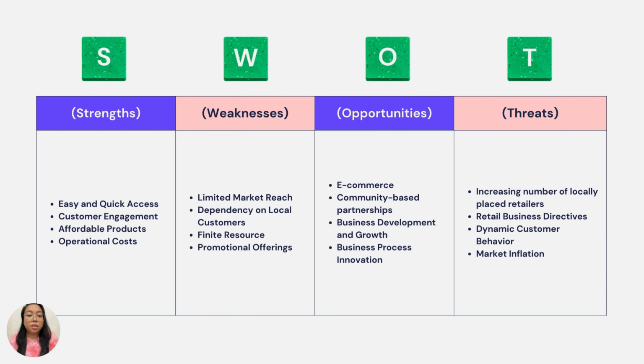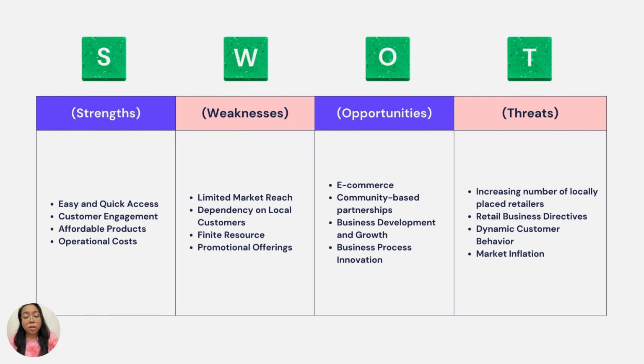For the weaknesses, there is limited market reach since it's just servicing the customers within its vicinity. So, of course, there will be limited market reach. And then the dependency on local customers, finite resources, and promotional offerings. For the opportunities, for Bukang Liwayway, there is an opportunity for e-commerce, community-based partnerships, business development and growth, and business process innovation.